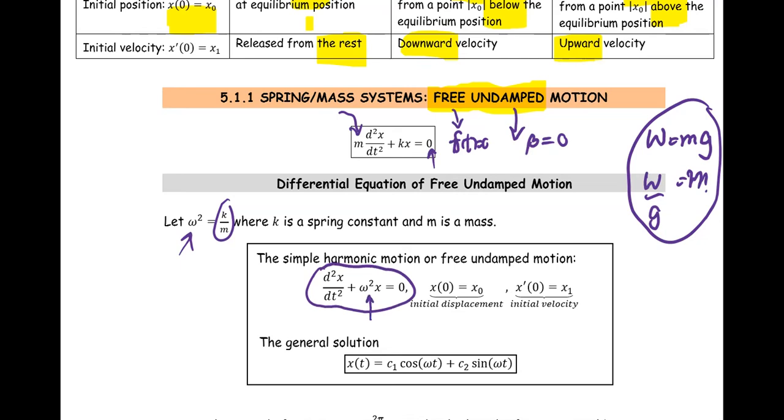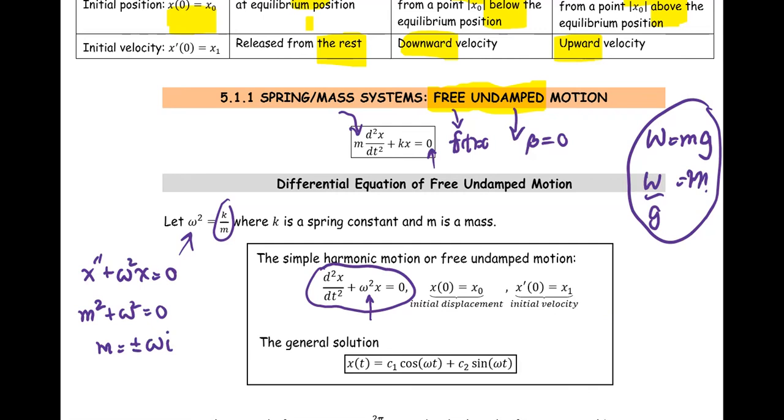And with the initial conditions, x at 0 equals x0 and x prime at 0 equals x1, the initial displacement and initial velocity. For the pattern, as you recall, the auxiliary equation for x double prime plus omega squared x equals 0, since omega squared is always positive, is m squared plus omega squared equals 0. So m is going to be plus or minus omega i, right? It's always a complex solution in this situation.